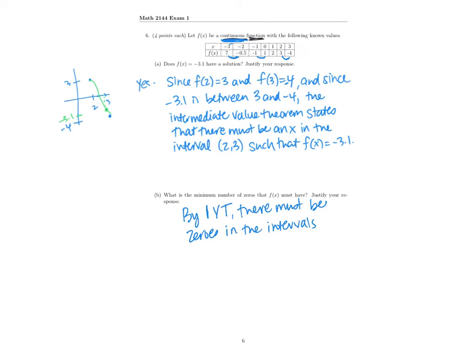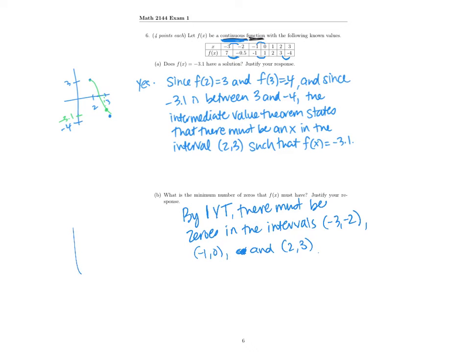The intervals are x equals negative 3 to x equals negative 2, x equals negative 1 to 0, and x equals 2 to 3. So those intervals are all intervals of x values.